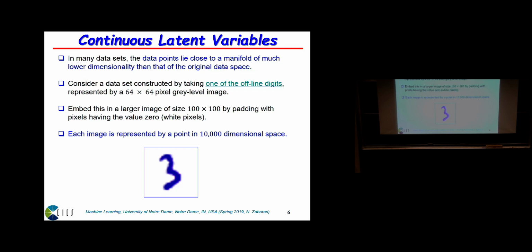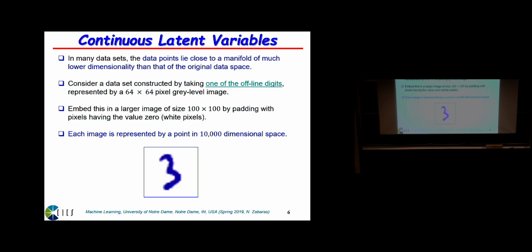So even though this picture, if you digitize it in 100 by 100 pixels, looks very high dimensional, if I give you lots of these different 3s, they are really living in a very low dimensional space. In this particular case, if I take these images and rotate them and translate them, the space they live in is literally 3-dimensional. You can think of 1 rotation and 2 translations, X and Y.